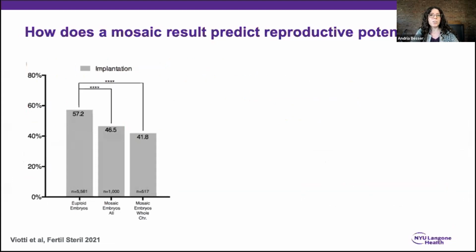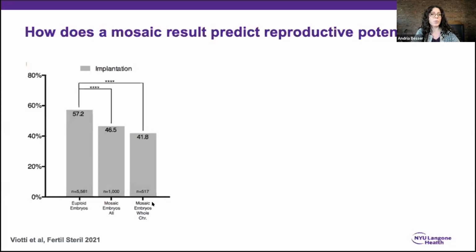And what we found was that euploid embryos had a significantly higher implantation rate compared to mosaics overall. So here we see in the first bar, these are euploid embryos. The next bar shows all mosaic embryos, and then the last bar shows only whole chromosome mosaics. So this middle one includes both whole chromosome and segmental mosaics. The last bar is only whole chromosome mosaics.